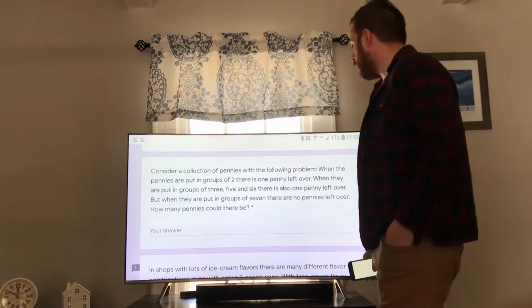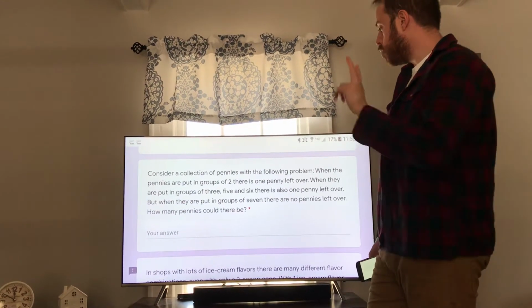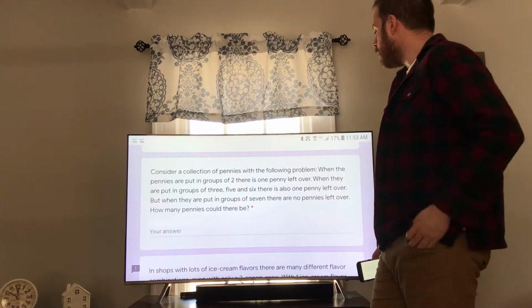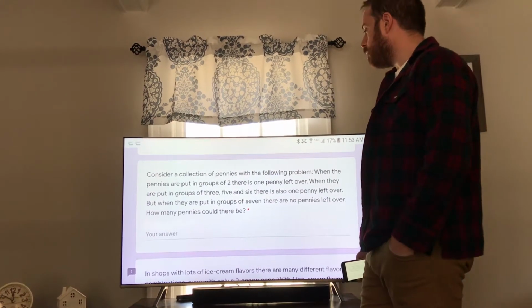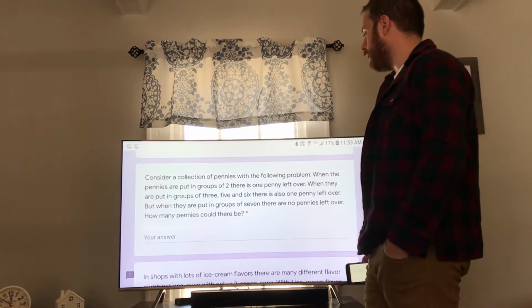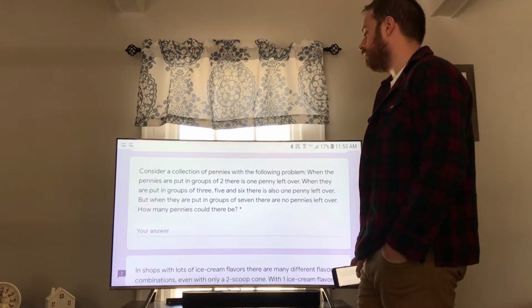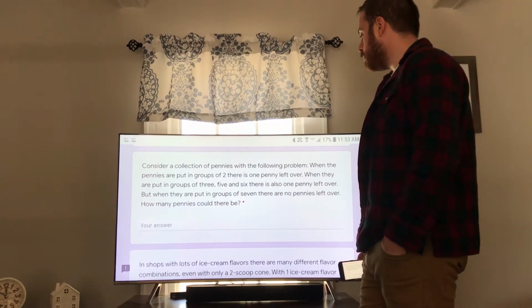Consider a collection of pennies with the following problem. When the pennies are put in two groups, there is 1 penny left over. When they are put in groups of 3, 5, and 6, there is also 1 penny left over. But when they are put in groups of 7, there are no pennies left over. How many pennies could there be?